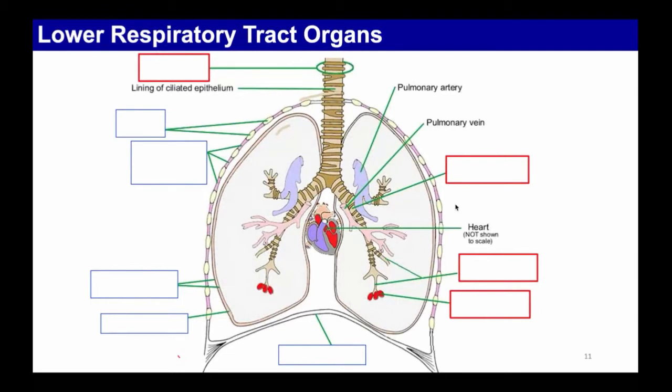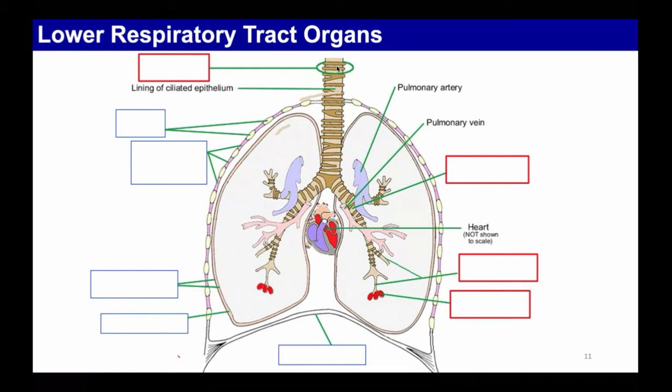So if we look at the lower respiratory tract, the trachea is up here, and the darker brown structures that you can see are rings of cartilage that allow for what's called the patency of the trachea, which is a fancy way of saying that it's hard to crush the airway because it has these C-shaped cartilage rings.